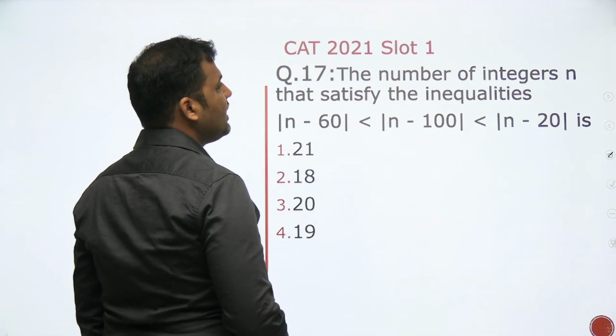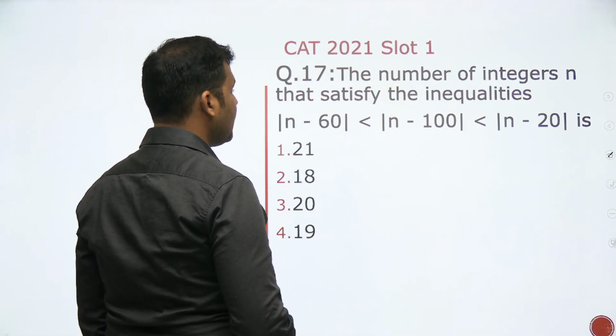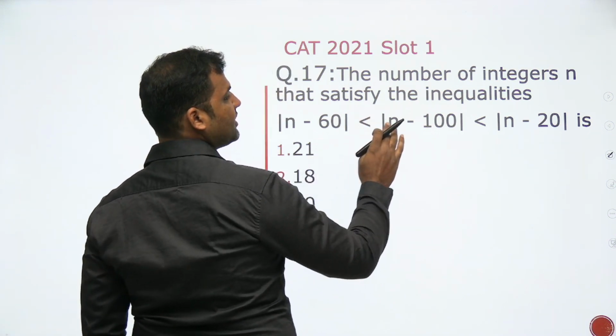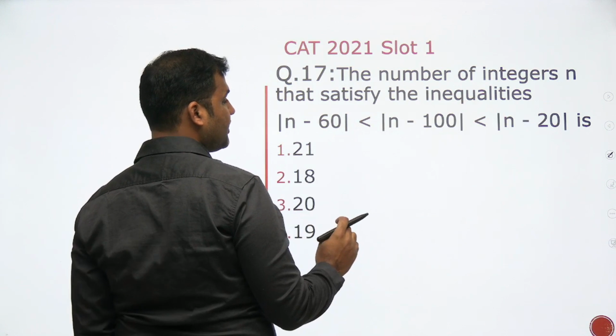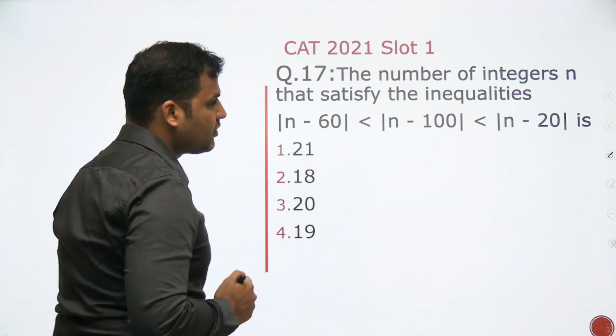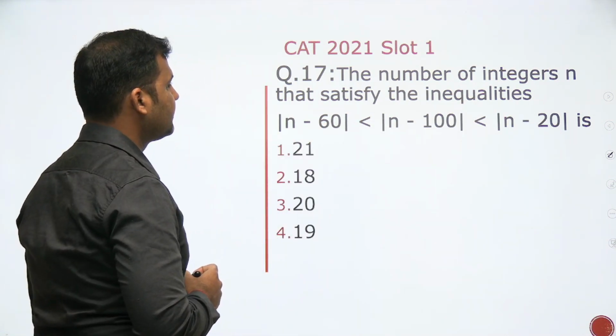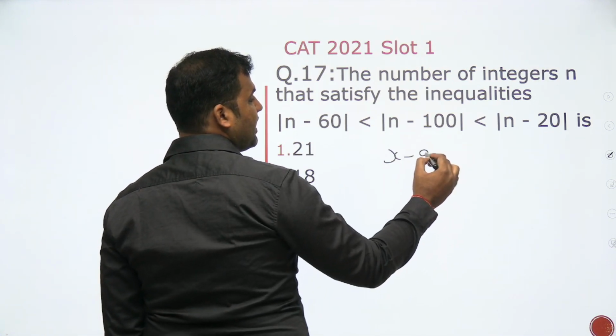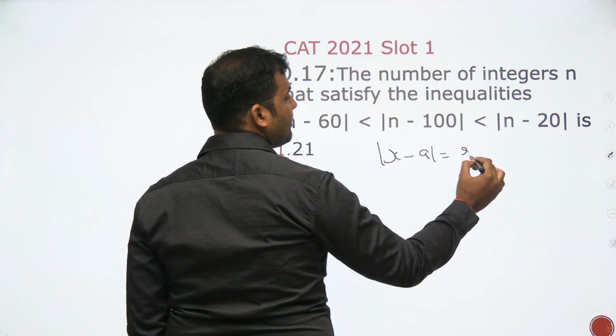17 number, the number of integers n that satisfy the inequality. Look at it, this question, guys. N minus 60 mod less than n minus 100 mod less than n minus 20. See, guys, mod का basics आपको आना चाहिए to handle this question, right? You need to understand that x minus a mod is equal to r का meaning क्या होता है?